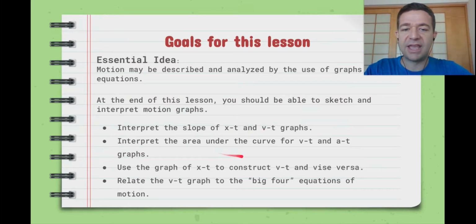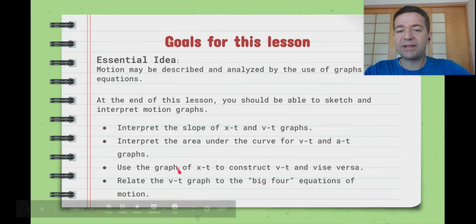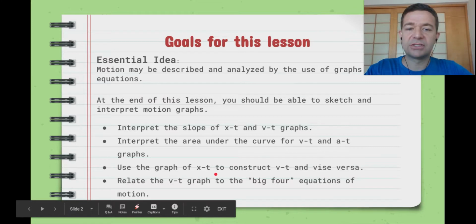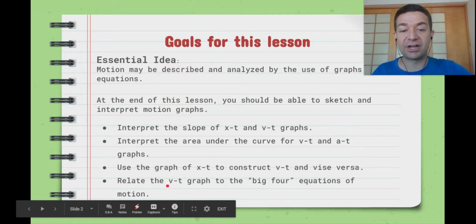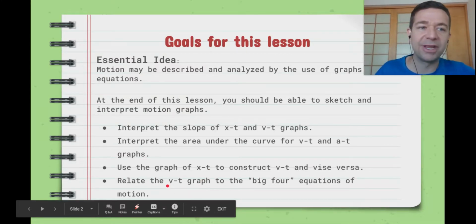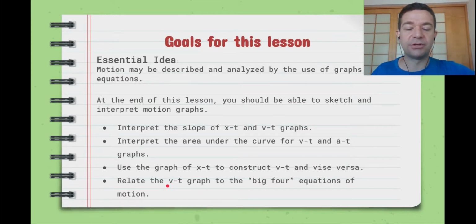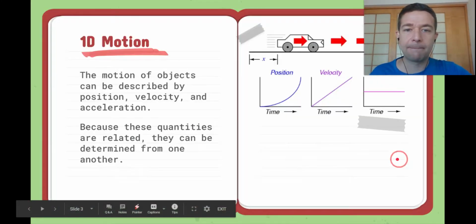We'll be looking at the area under the curve for velocity versus time and acceleration versus time. We'll be looking at the graphs of position versus time and using those to construct the velocity versus time graph, and vice versa, using the velocity versus time to construct position versus time. And finally, what I think is a really fun one, is we're going to be relating the velocity versus time graph for constant acceleration to create those big four equations of motion that we use when we're doing algebraic approaches to analyzing motion. I think that's really fun. And along the way, there'll be some exercises for you to practice these things.